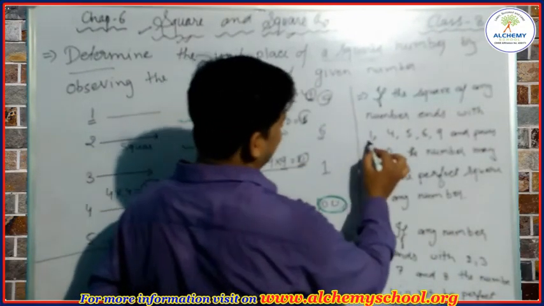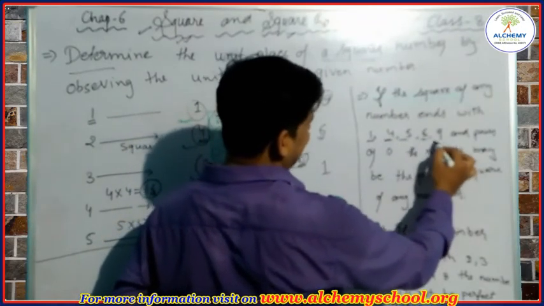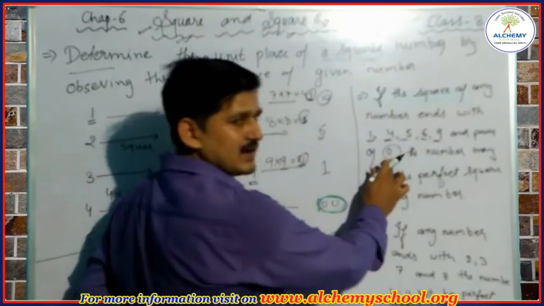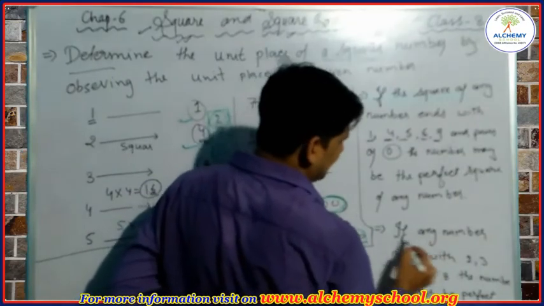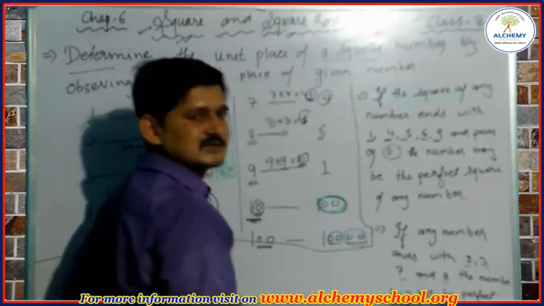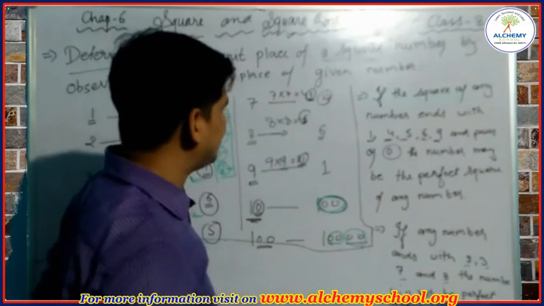If a number ends with 1, 4, 5, 6, 9 and 0 in pairs, the number may be a perfect square of any number, and if the number ends with 2, 3, 7 and 8, it means the number is not the perfect square of any number. This is a very simple thing, students.